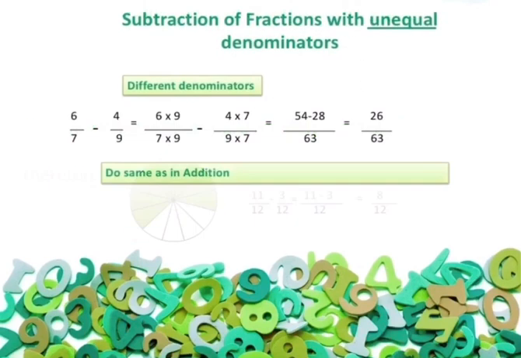Okay, so now what if the denominators are unequal? We will follow the same rule as we followed in addition. That is, when we have different denominators, for example 6 by 7 minus 4 by 9, what will we do? We will take the LCM and convert them into equivalent fractions, and then we will simplify.